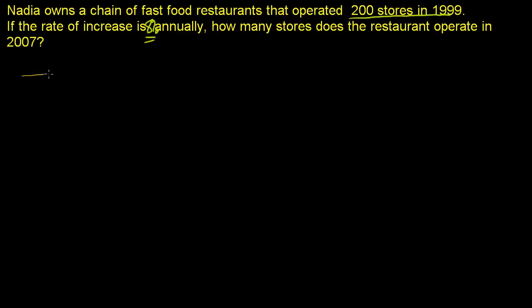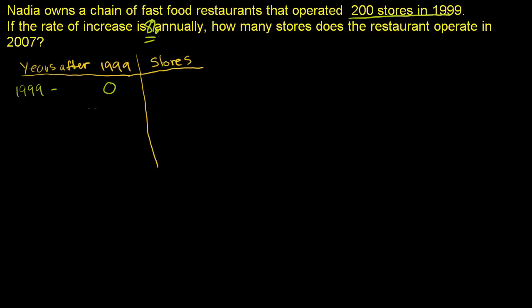In 1999, so let's say years after 1999. And let's talk about how many stores Nadia is operating, her fast food chain. So 1999 itself is 0 years after 1999, and she is operating 200 stores. Then in 2000, which is 1 year after 1999, how many is she going to be operating? Well, she grows at the rate of 8% annually.